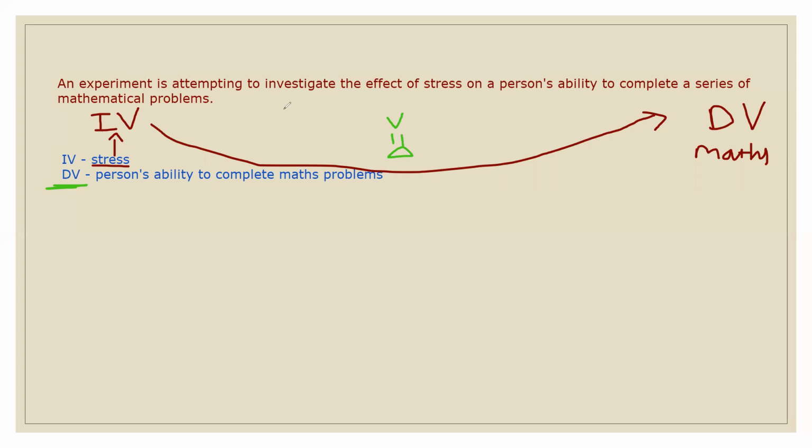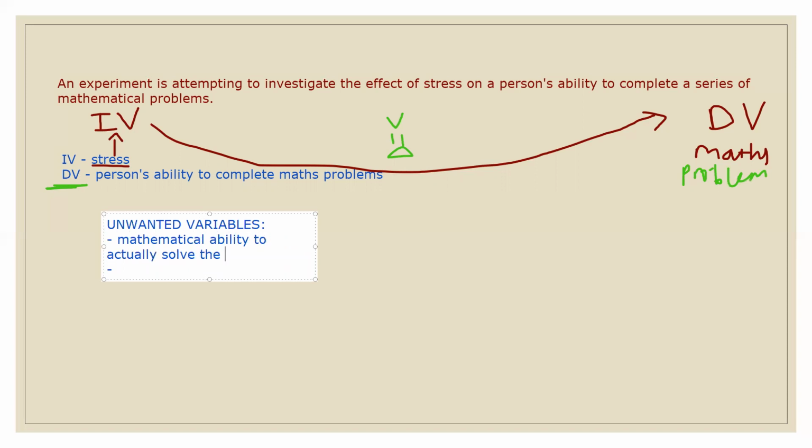Okay, we've got one. Their ability to solve maths problems, correct. Mathematical ability, or your ability to solve a maths problem, can actually act as an unwanted variable. So let me just open up another little box here. So unwanted variables include mathematical ability to actually solve the maths problem.